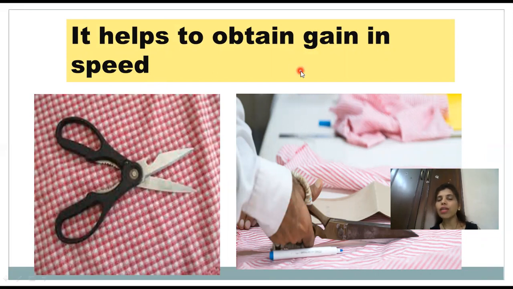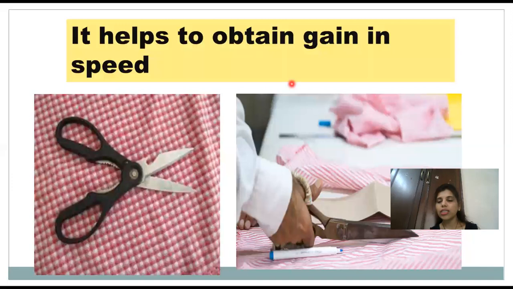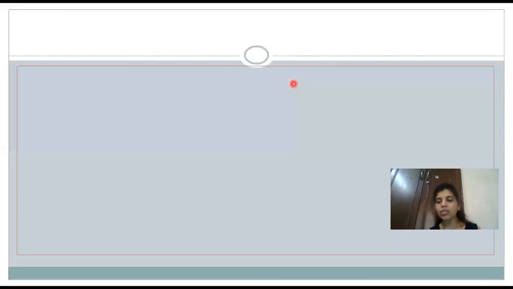So this is how it will help to obtain gaining speed. So these are the four uses of the simple machines which we have seen right now: to change the direction of the effort to a convenient direction, to apply the effort at a convenient point, to decrease the effort, and to gain the speed.